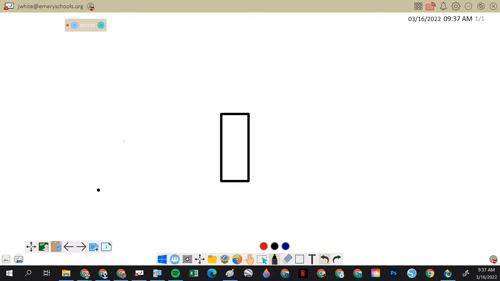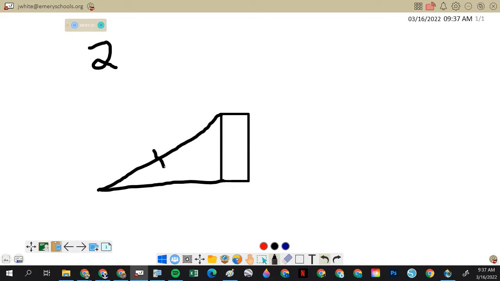A dilation is based on the position of some point. So here on the screen, I have a rectangle and I have a point. And then the dilation will come with a ratio. So let's say my ratio is 2. Whatever distance this is from my point of dilation, I'm going to double that distance. I'm going to take that distance right here, and I'm going to double it to right there. And I do the same thing with this one. So that's going to go to here.